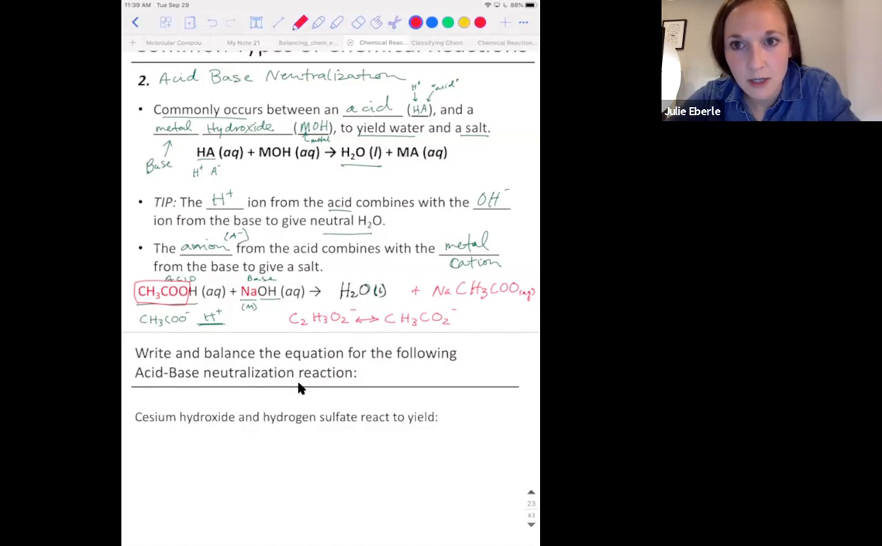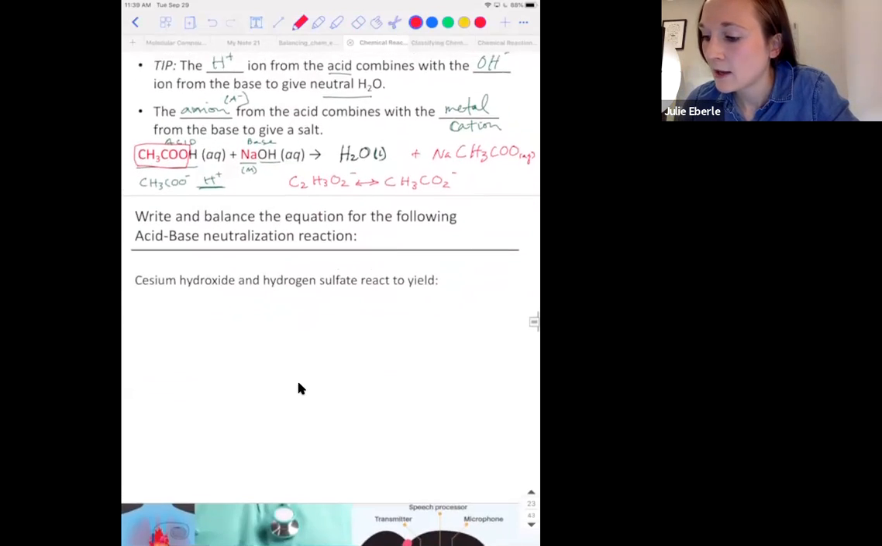Questions on what we just did? Let's do a practice problem to see how well we comprehend acid-base. So I want you to write and balance this equation that I have typed out. I want you to write the formulas. Cesium hydroxide and hydrogen sulfate react to yield what? And I want you to try to label which one's your acid and which one's your base.